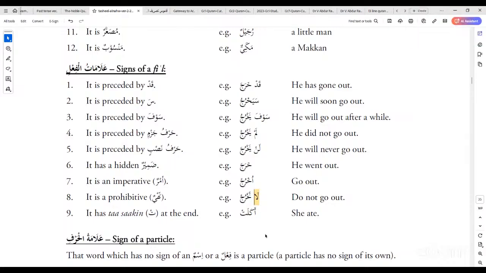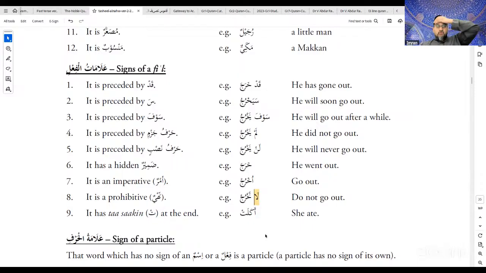Number 9, it has ta sakin at the end. For example, akalat, she ate. Now, I'm asking a question. Of course, some of you may know them, some of you may not. There is a ta which comes with a noun. What is the difference between the ta which comes with a noun and the ta which comes with the verbs?